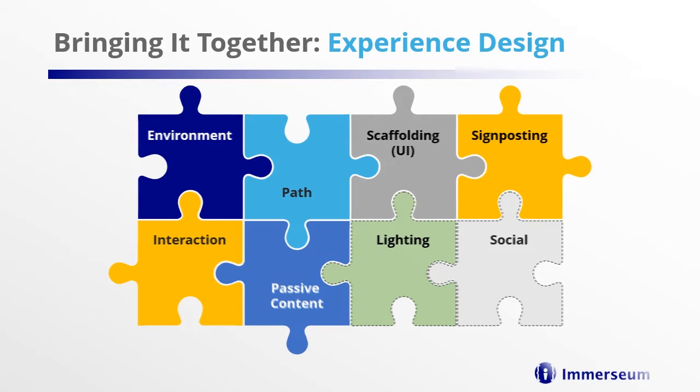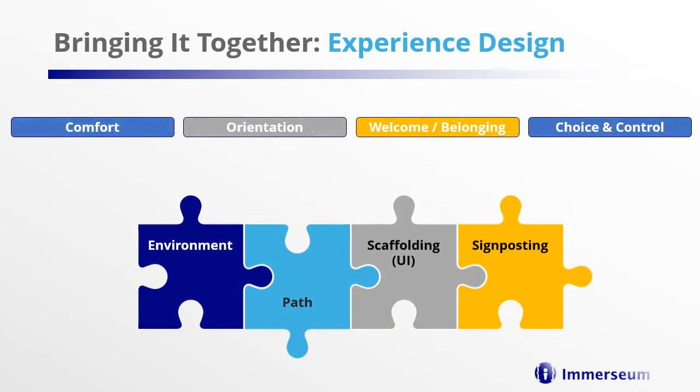So let's start with the first set of these things: environment, path, scaffolding, and signposting. These are the issues that have the greatest impact on orientation. These are the design choices that determine how quickly, how easily, how smoothly our audience is oriented in our VR environment, and how comfortable they are within it. Do they know what to do and where to go? And so they all interrelate very closely.